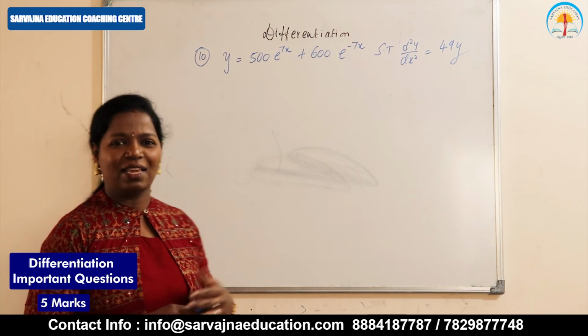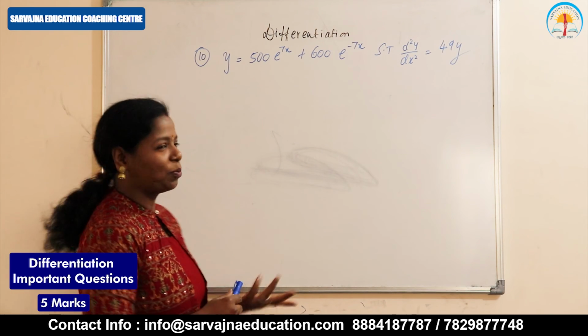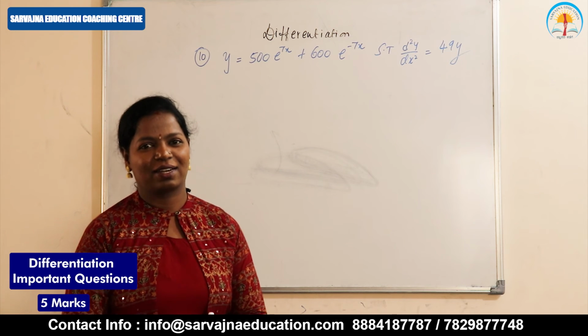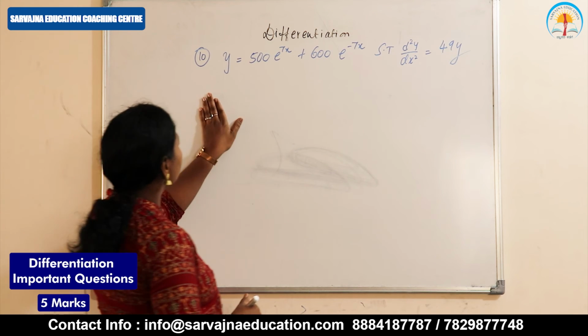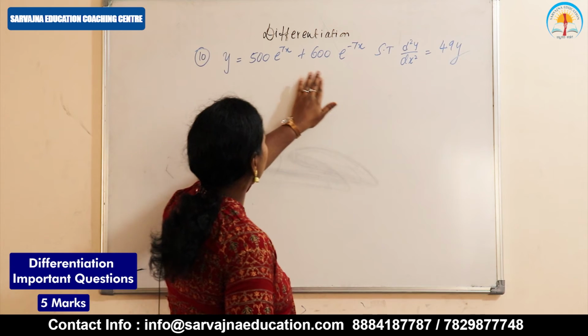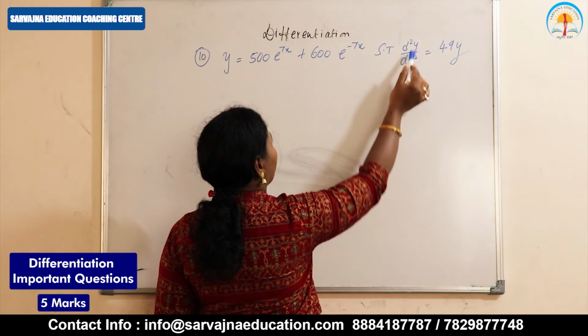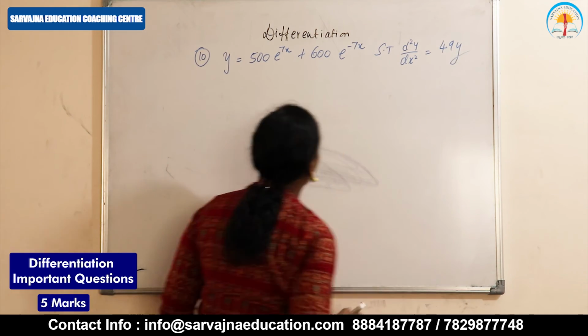So guys, 10th question. The 10th question is really easy, because of e to the power of x. When you have e power x, there is no need to scratch your head, correct? So the question is y is equal to 500 e power 7x plus 600 e to the power of minus 7x. You have to show that d square y by dx square is equal to 49y.